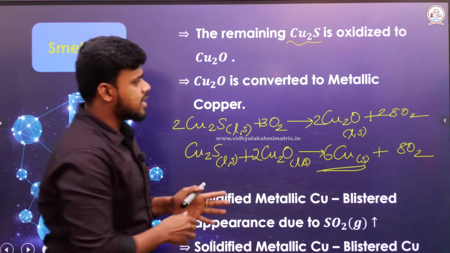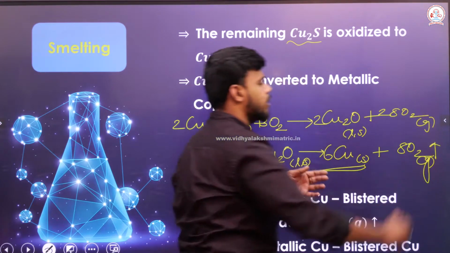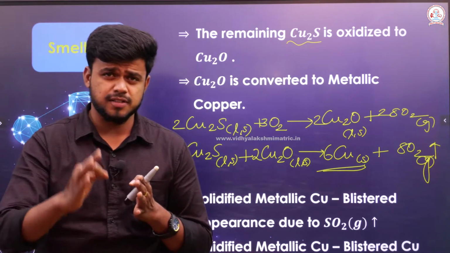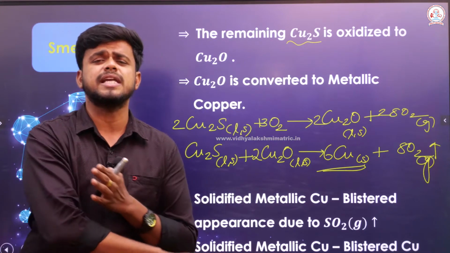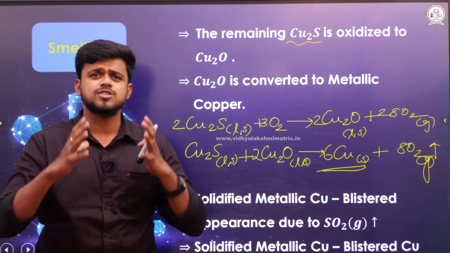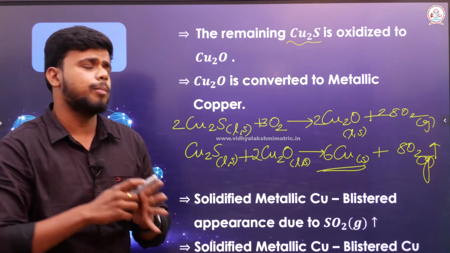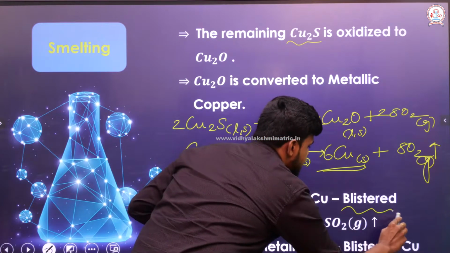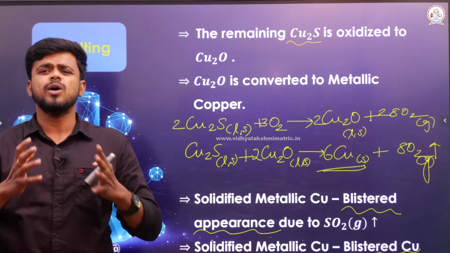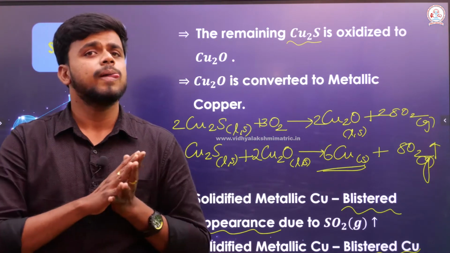So, thus I am able to separate a pure form of the metal over here. Right. You are able to find the evolution of sulfur dioxide in the last step also. As soon as the evolution of sulfur dioxide is done completely, we will be able to get solidified metallic copper, which is called blistered copper, with a very glowing appearance. It will be a solidified mass, so we call it blistered copper.